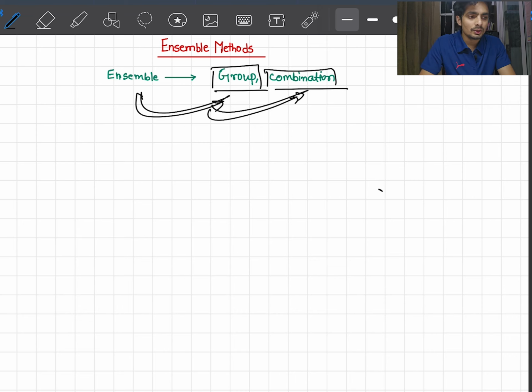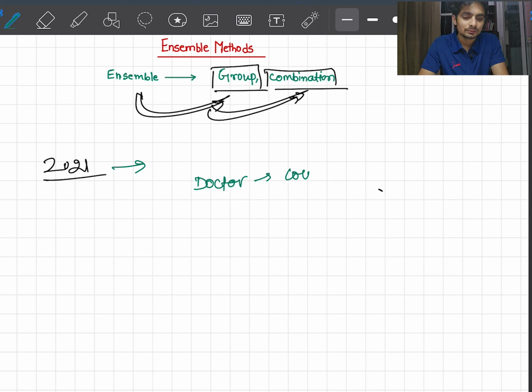Let's consider a scenario that we are in the year 2021. That's the year where we have COVID. Now suppose you got sick. When you got sick, you consult with the doctor. You go to a doctor and the doctor says you have COVID. Obviously you don't want to hear the word COVID, especially in 2020 or 2021. We know this very clearly, right?